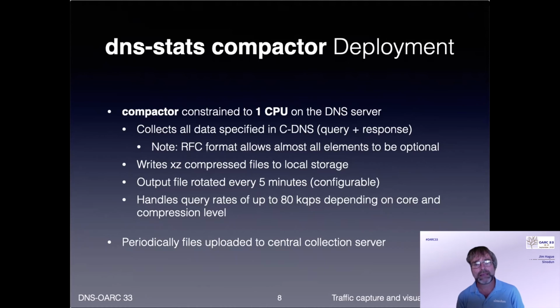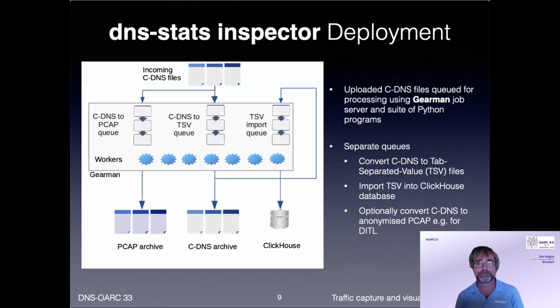And the maximum query rates that we can sustain, it's very difficult to quantify because it's largely dependent on the core that you actually have on your server and the level of compression that you're applying. But typically on the single CPU, we're quite happy handling rates of up to about 80 kilo queries per second. So that's 160 kilo packets per second. Compactor itself is multi-threaded internally and given more resources can go considerably faster. As I've said, periodically files are uploaded to a central collection server.